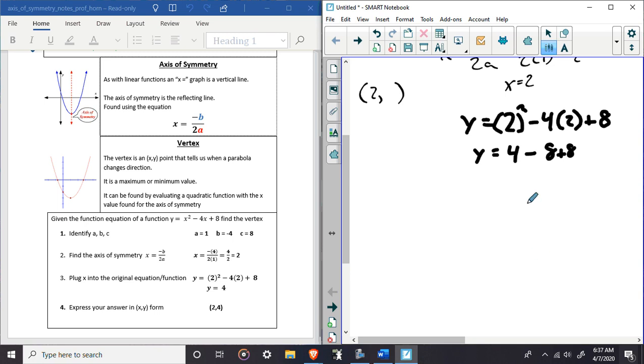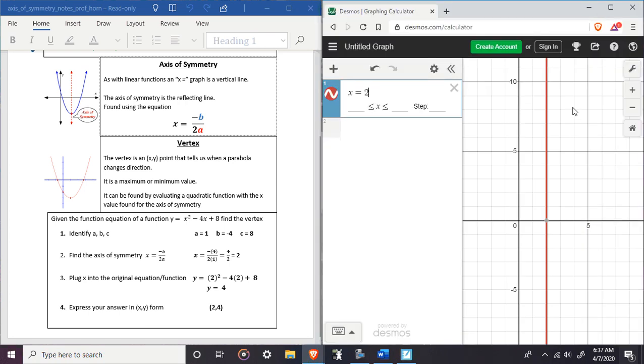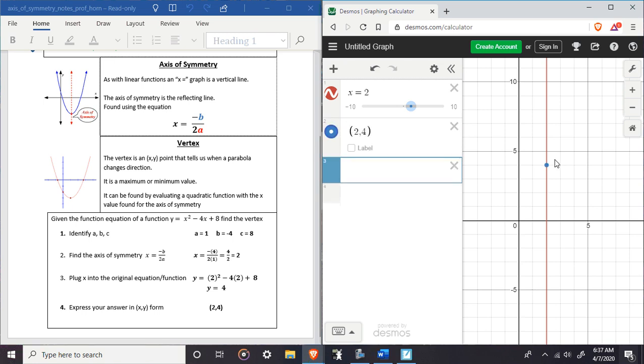So 4 minus 8 is negative 4, plus 8 would be right back to positive 4, right? These positives and negatives can undo each other. Which again, we knew that x was 2. Now we know that y is equal to 4. So 2, 4 should be my vertex. 2, 4 is right there.